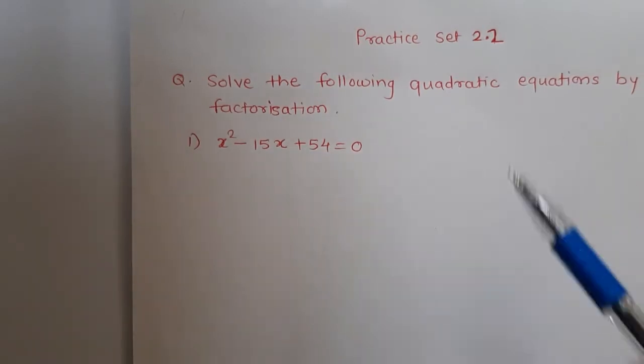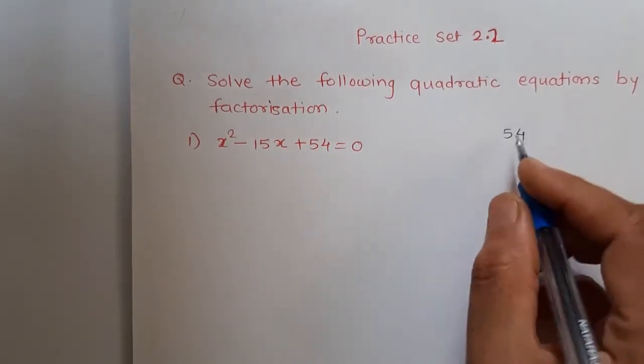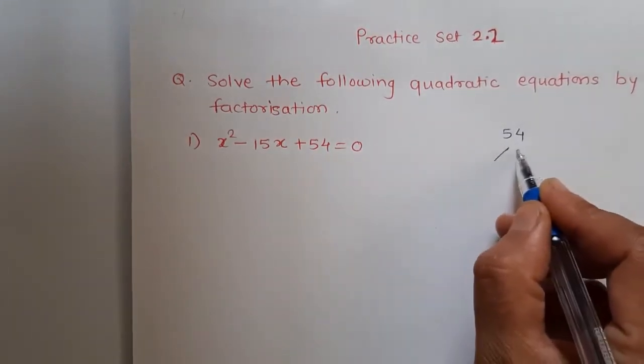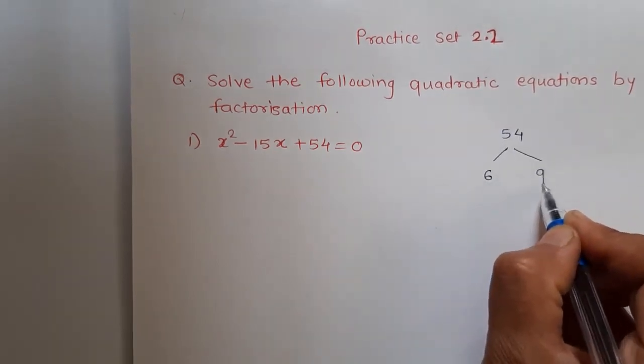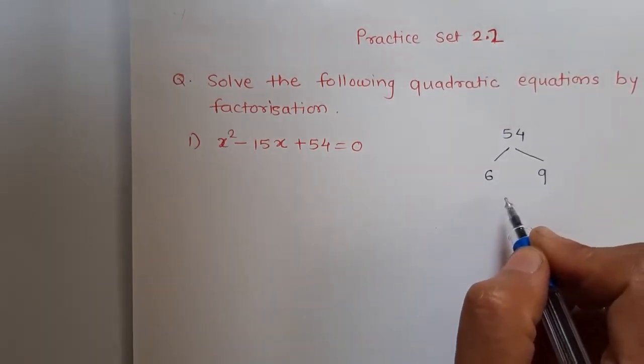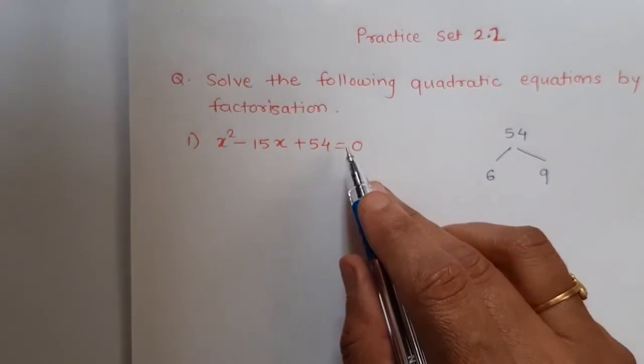Now if we write 54, which two numbers are there in the table? 54 is coming. If we take 6 nines are 54, and now you have 6 plus 6 and plus 9, that means their product is also positive, that is plus 54.